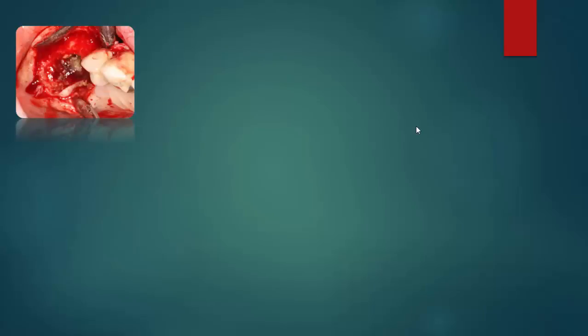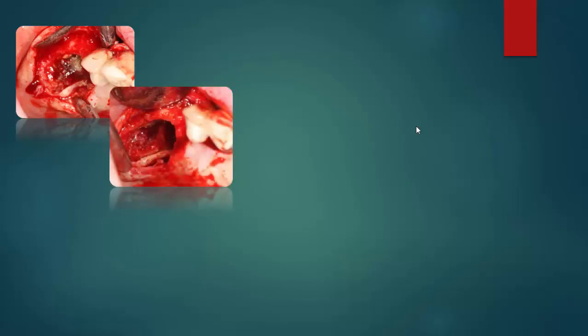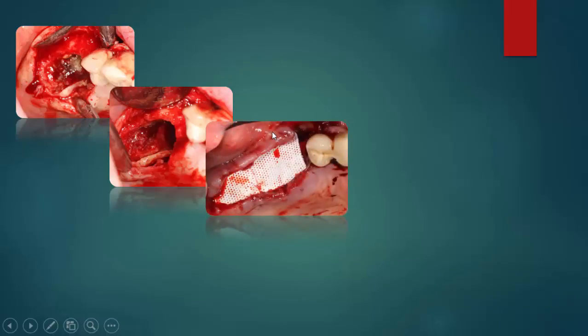We raised a full thickness flap, and we debrided everything. It was a completely infected site. There was bone necrosis, as you can see on the X-ray here. This is the infected bone graft, and this is after we cleaned the area. We notice we had some necrosis on the alveolar bone.